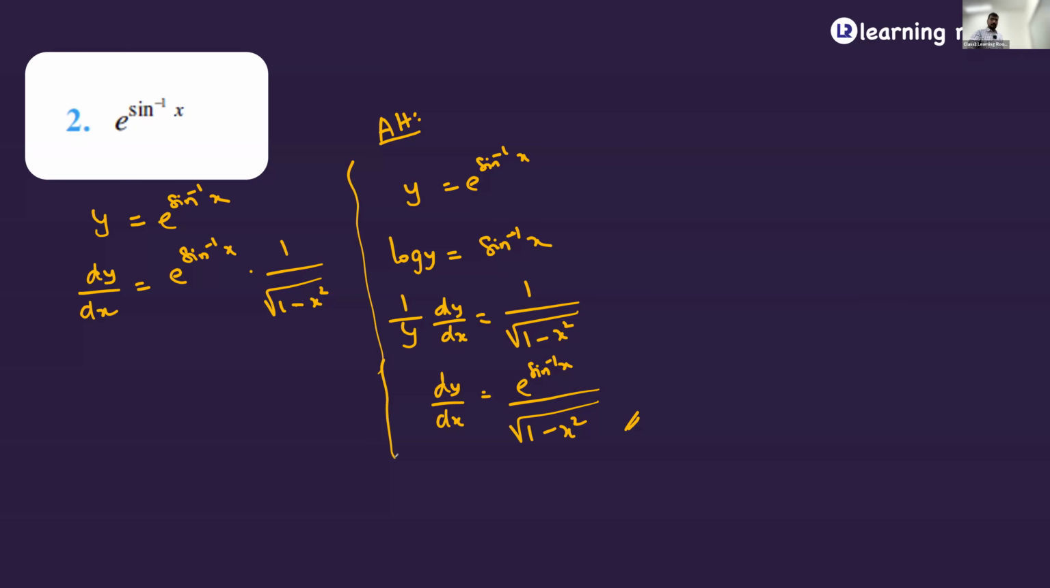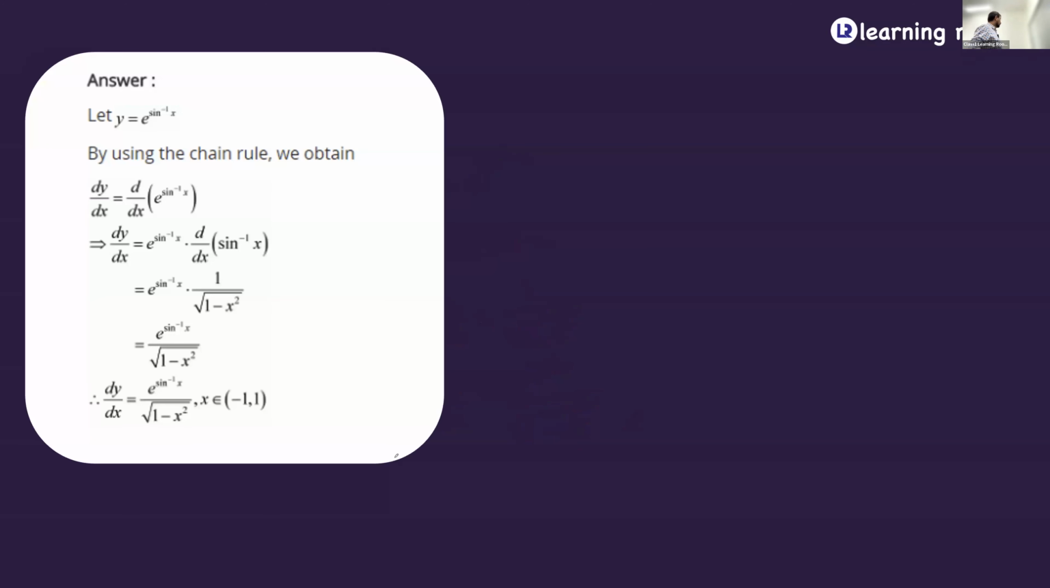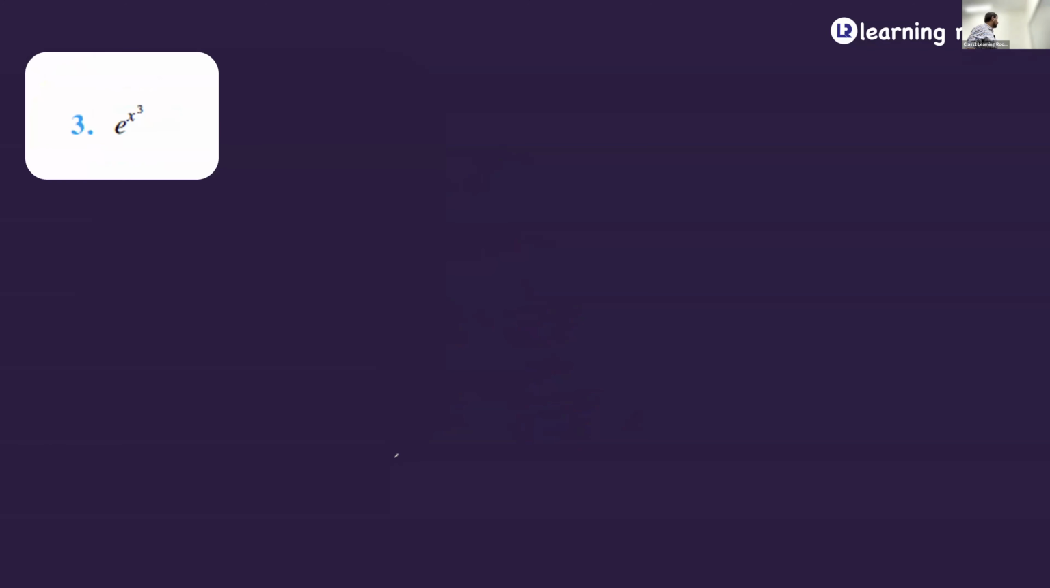Okay. Next. Okay, this answer is fine. Next. So directly looking at it, you can tell the answer. The answer is e power x cube into derivative of x cube, 3x square. So y is equal to e power x cube. So what is the value of dy by dx? It will be e power x cube into derivative of x cube, which is 3x square. Alternate one, you try it.